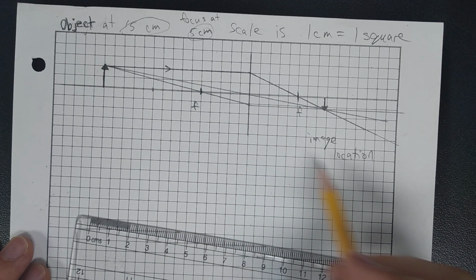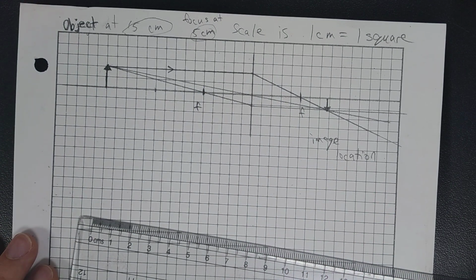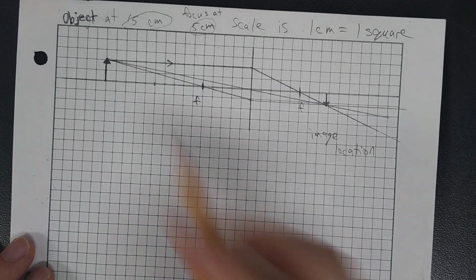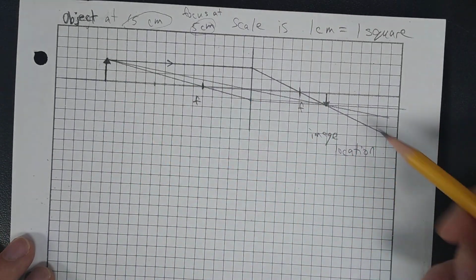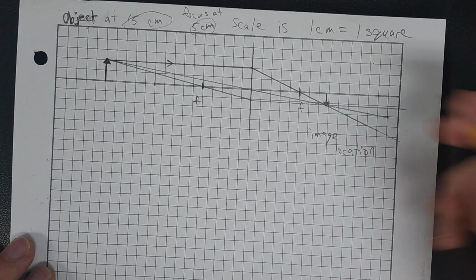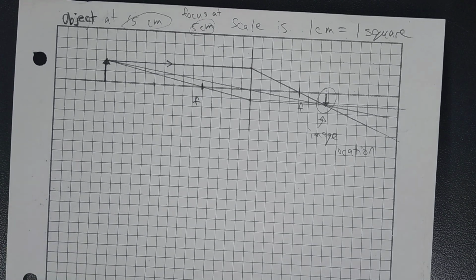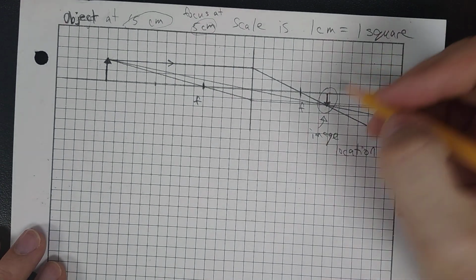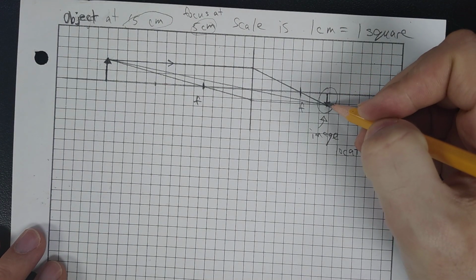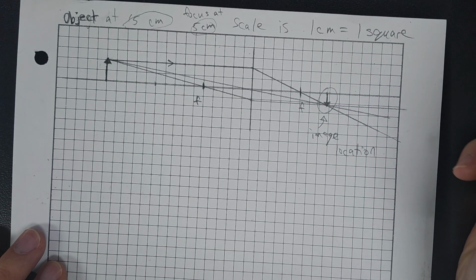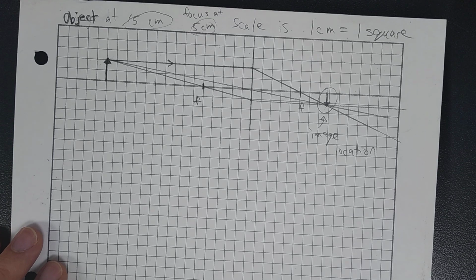You do not need to do all three. You need to just do two. Pick any two that you like, draw them, find the intersection point, and then draw the image. All right, draw the image actually in there. Like that, the tip of the image should be at the intersection point, and the base of the image should be on the principal axis.